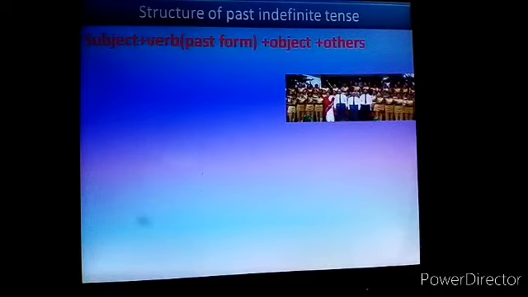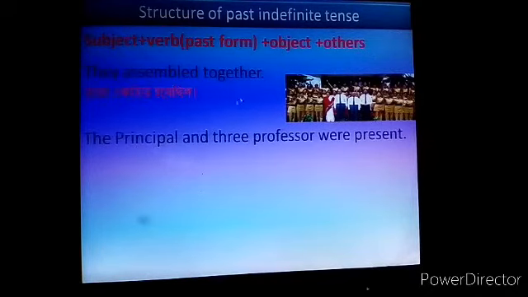A structure of past indefinite tense: subject plus verb, first form, plus object plus others. Here we can see a picture. They assembled together. They are the subject, assembled is the verb, together is the other part of the sentence. There is no object. Similarly, the principal and three professors were present.